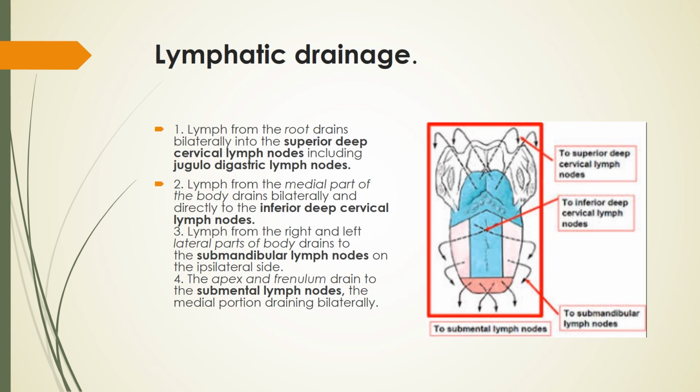Lymphatic drainage of tongue is very important. For the lymphatic drainage, we will again divide the tongue into three parts: root, body and apex, and then each half, right and left half.